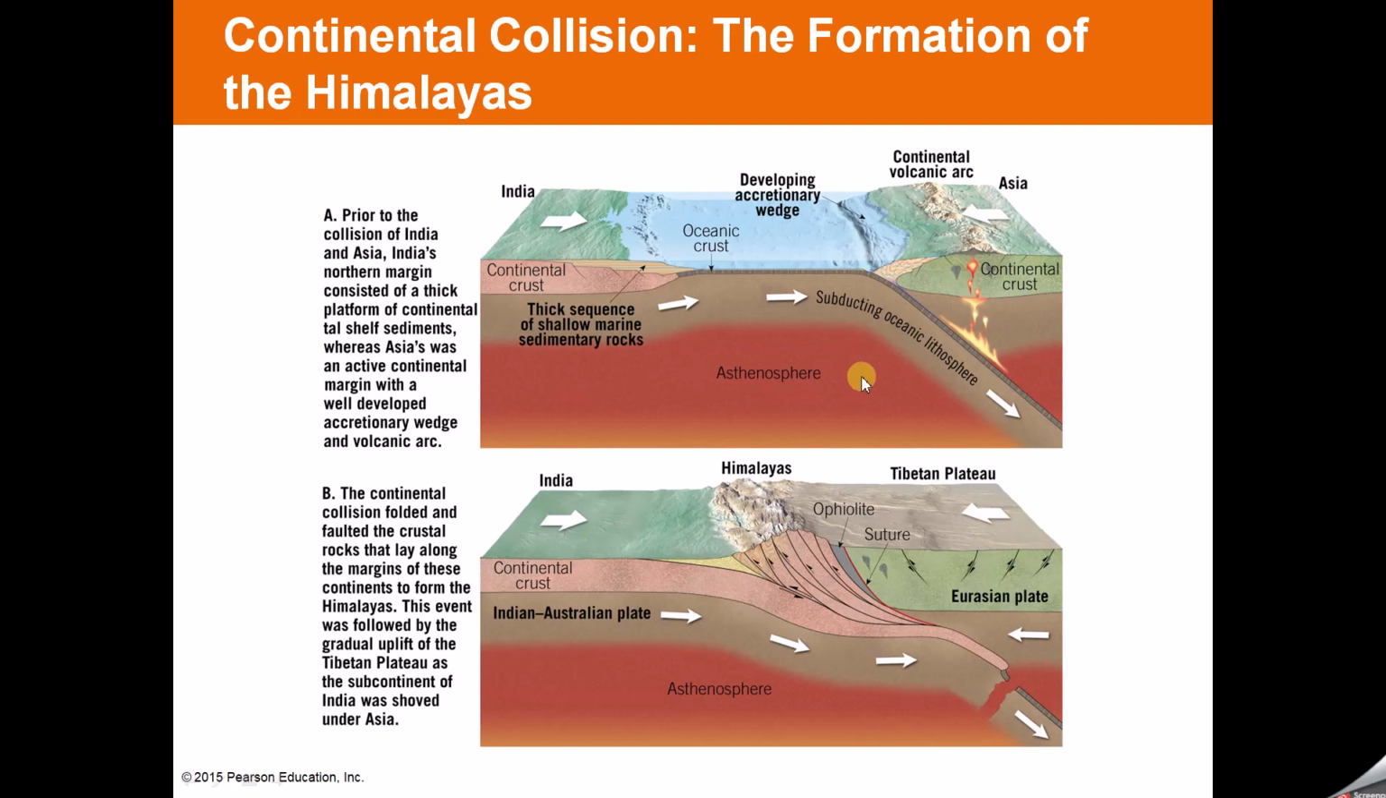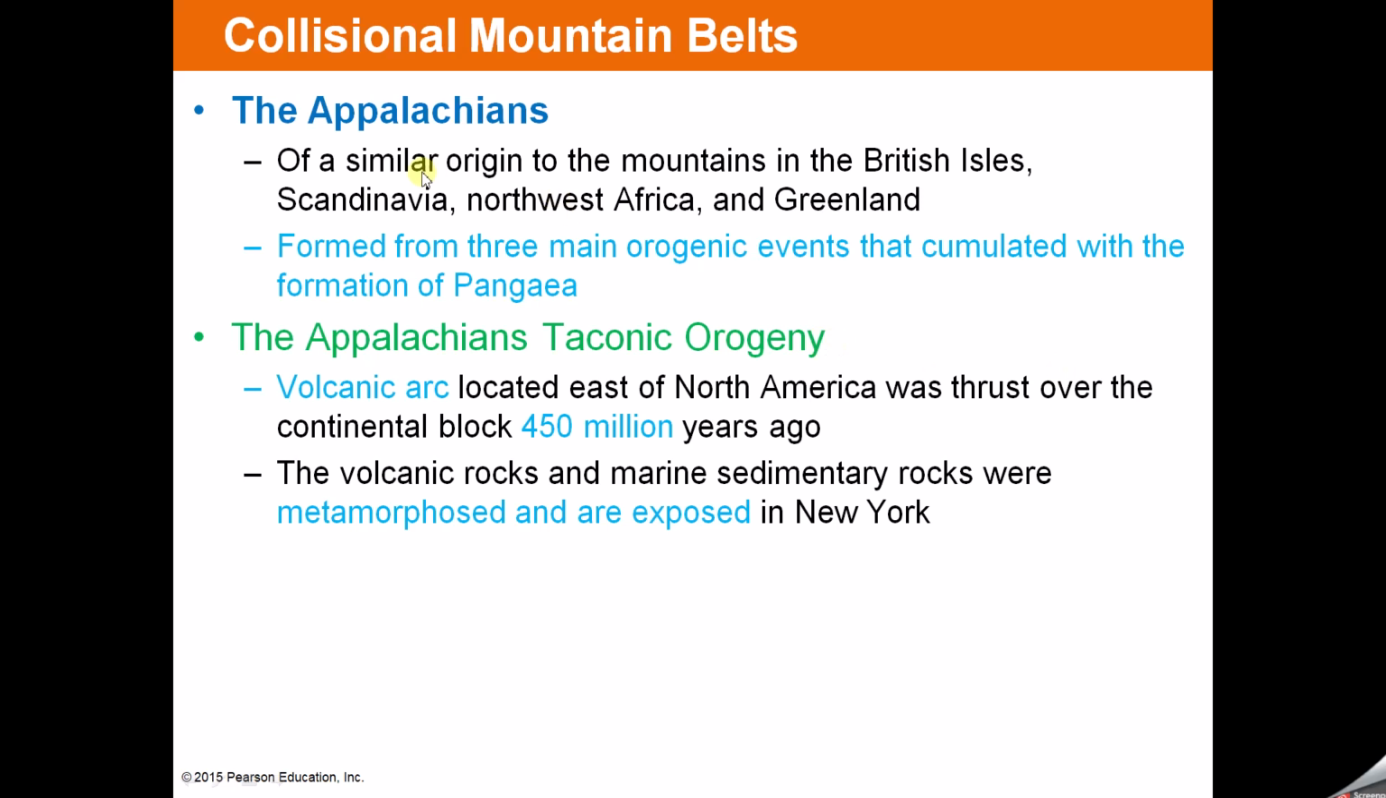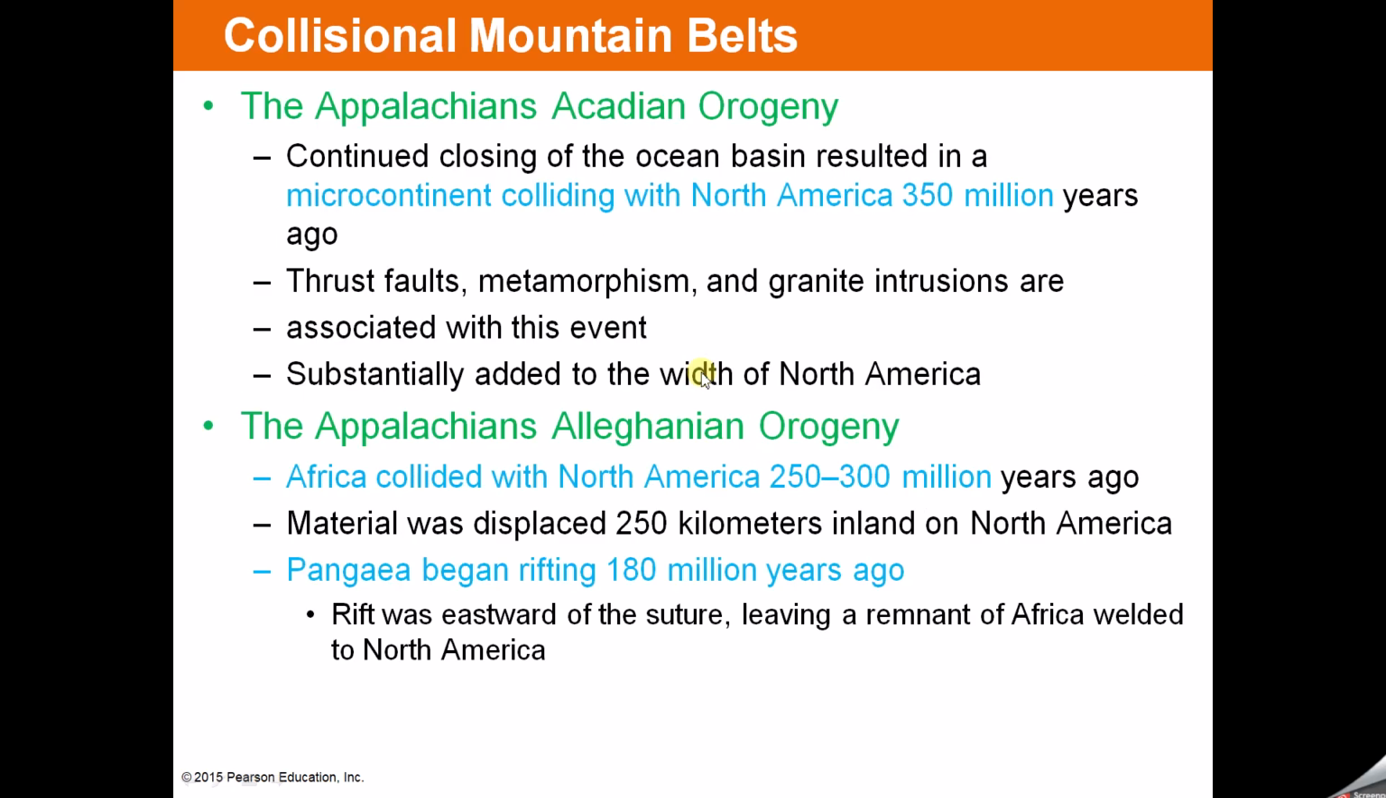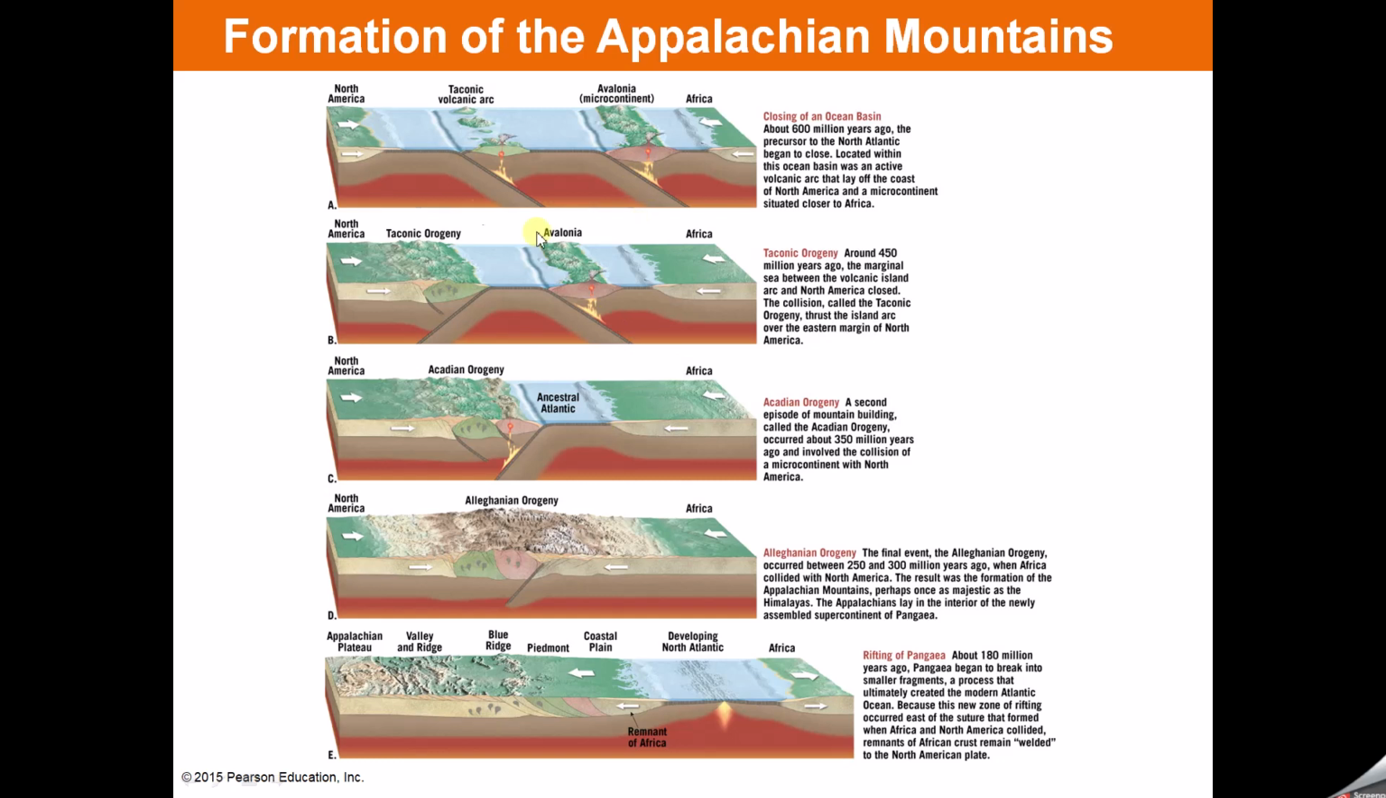This is continental collision, formation of the Himalaya, and I believe the Alps too. Okay, now collision mountain belts. The Appalachian, and then the Appalachian tectonic orogeny. So we'll go to the pictures to see it better. This is the first stage, second, third, fourth, fifth. So I don't pay attention that much to the time, but I want you to know the process more.